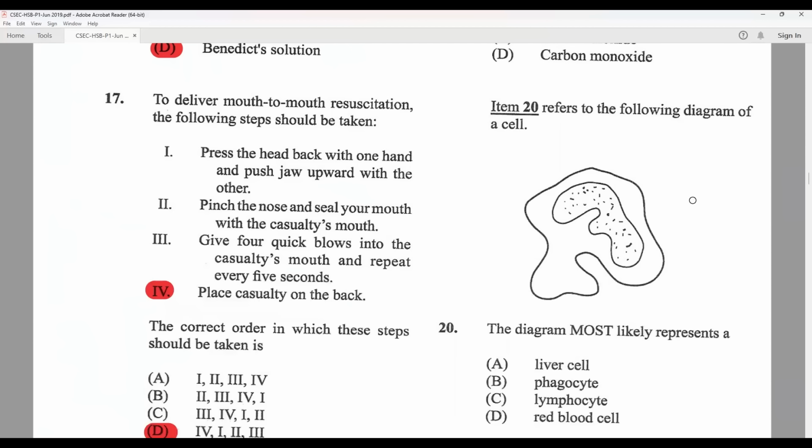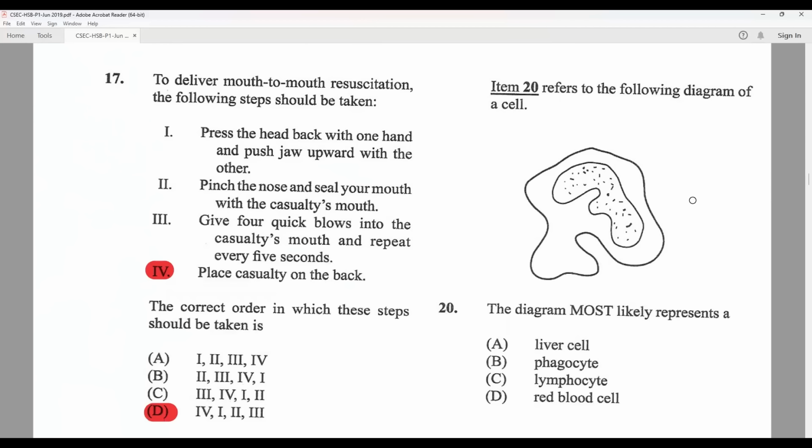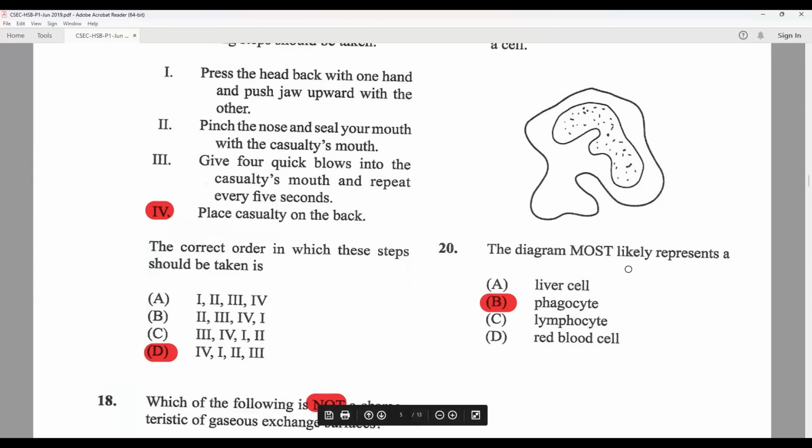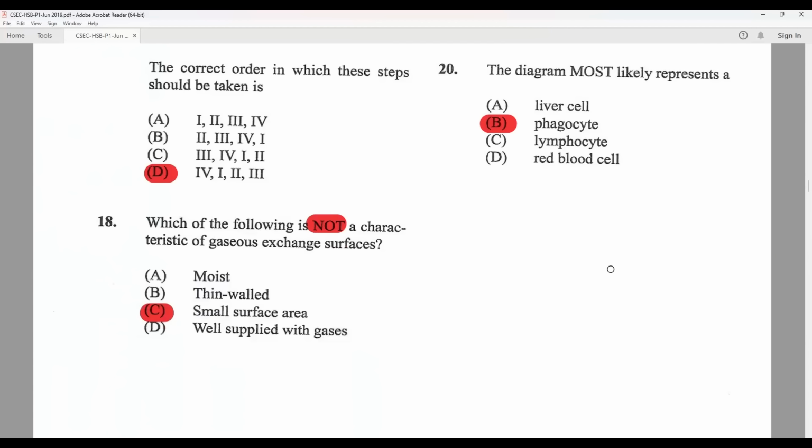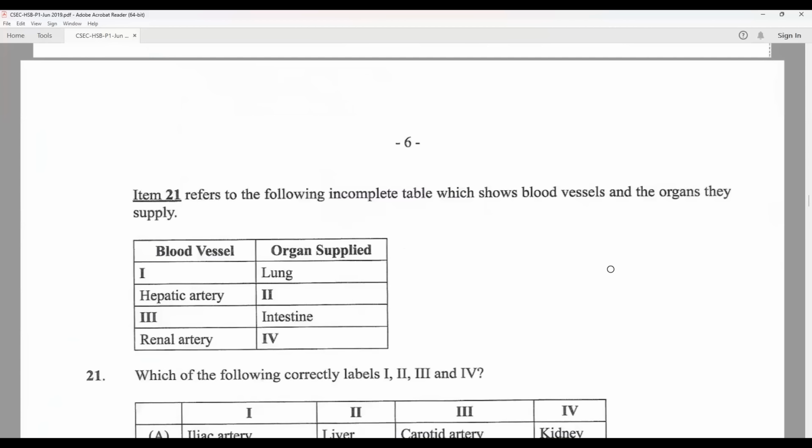Item 20 refers to the following diagram of a cell. The diagram most likely represents a phagocyte because we are seeing this lobed nucleus. Anytime you see a lobed nucleus, it is identified as a white blood cell and specifically a phagocyte. 20 is B.